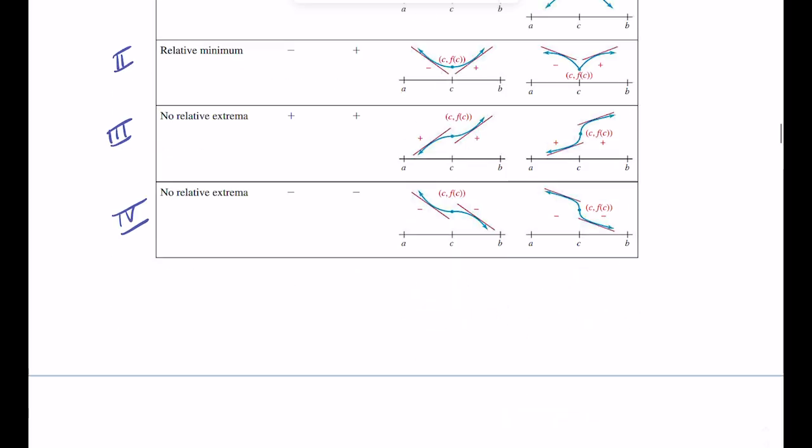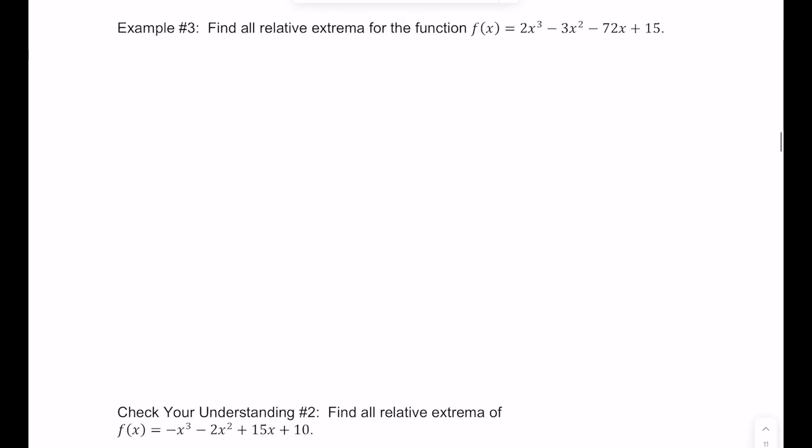Okay. So let's apply the first derivative test to find all relative extrema for the function. Remember, extrema are just referring to maxes and mins. So we've got this function, and I want to find the relative extrema. And relative extrema are going to be y values. Okay, so that's important to keep in mind. Maxes and mins. So the first thing I'm going to do is find all the critical numbers.